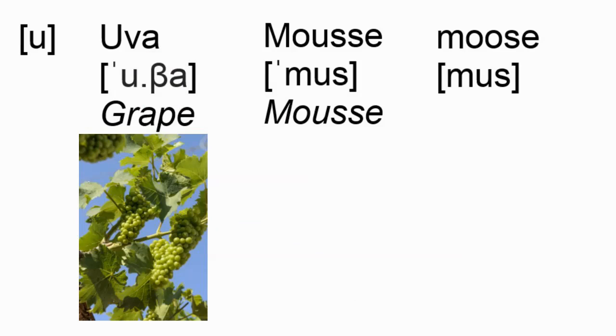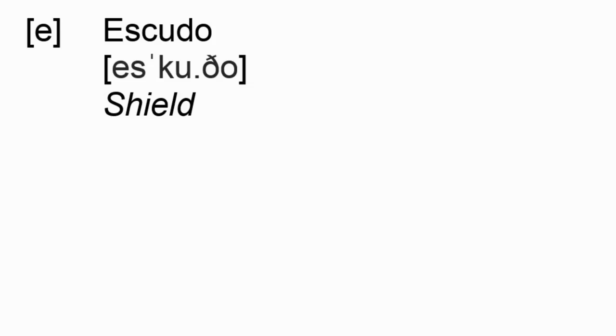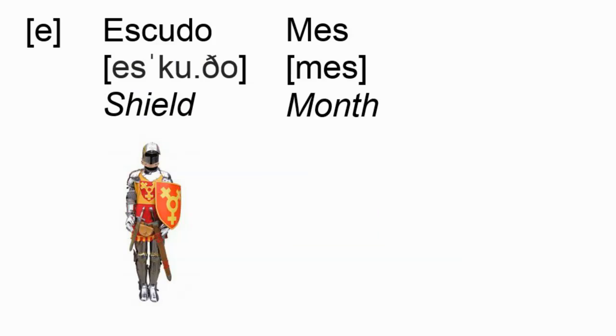U shows up in Spanish as uva, and in English as moose. Again, this vowel is pretty much the same in both languages, but as we just mentioned with I, some dialects of English will use two vowels here. Moose, where Spanish consistently will use just one pure U. Moose.